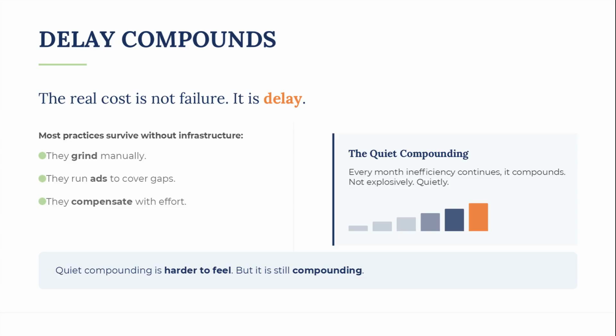Most practices don't fail because they lack effort. They compensate. They grind manually. They run ads to cover gaps. They push harder when things slow down. And on the surface it works. Schedules fill. Patients come in. Revenue continues. But the real cost isn't failure. It's delay. Every month inefficiency continues, it compounds. Not dramatically. Not all at once. Quietly. Which makes it harder to feel, but not less real.